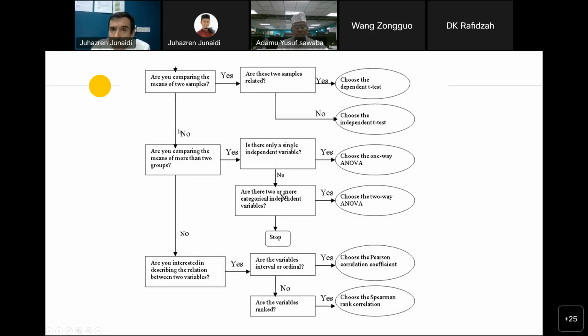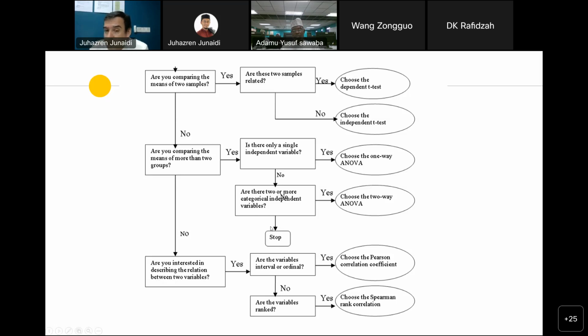If no, if you are not comparing the means of two samples, are you comparing the means of more than two groups? Is there only a single independent variable? Then you have to choose ANOVA. If there are more categorical independent variables, choose the two-way ANOVA. If not, you cannot continue the analysis. Okay? Stop there. You have to go back because there are no other options.